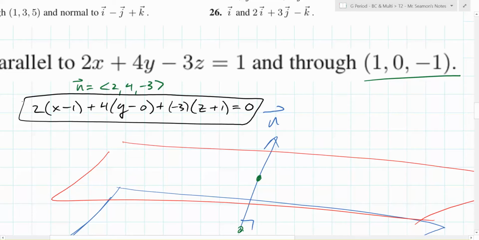This plane, what's the normal vector for that plane? 2, 4, negative 3. What does it pass through? 1, 0, negative 1. Is that parallel to the plane we want it to be parallel to? Yes. Why? Because they share a common normal vector. Exactly. Many of these questions are going to revolve around certain observations like that. And one of those truths is you can prove that two planes are parallel if they share a normal vector.